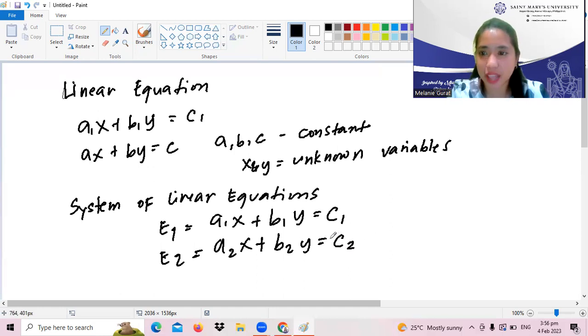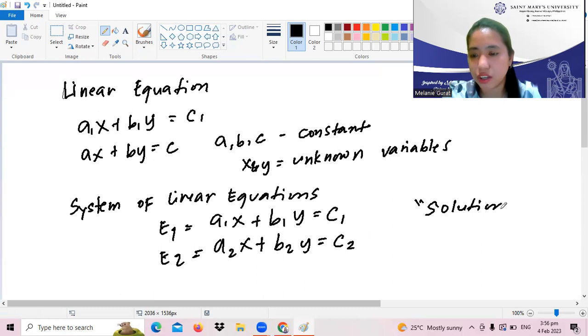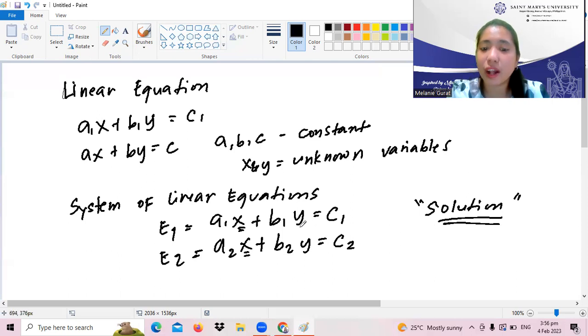Now we have different types of systems of linear equations, which depend on the value that we're going to find, or the so-called solution. It is called a solution whenever, for example, the value of x in equation 1 is the same as x in equation 2, and the value of y in equation 1 is also the same as in equation 2. Or in other words, equation 1 will intersect equation 2. But that is just one particular type of system of linear equations.